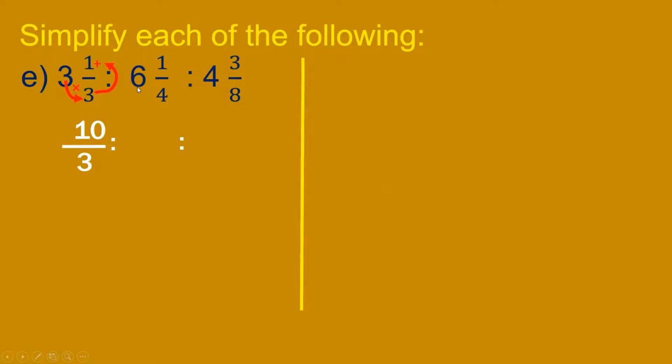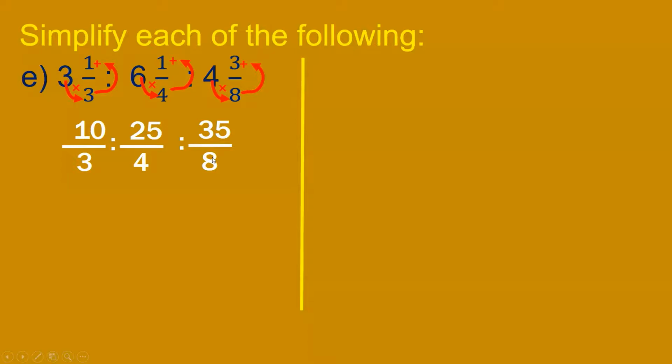And the second term, 6 multiply 4 equals 24, plus 1 is 25. 25 over 4, keeping the denominator. And the third term, 4 multiply 8 equals 32, plus 3 equals 35 over 8, the same denominator. Now we have three fractions: 10 over 3, 25 over 4, and 35 over 8.